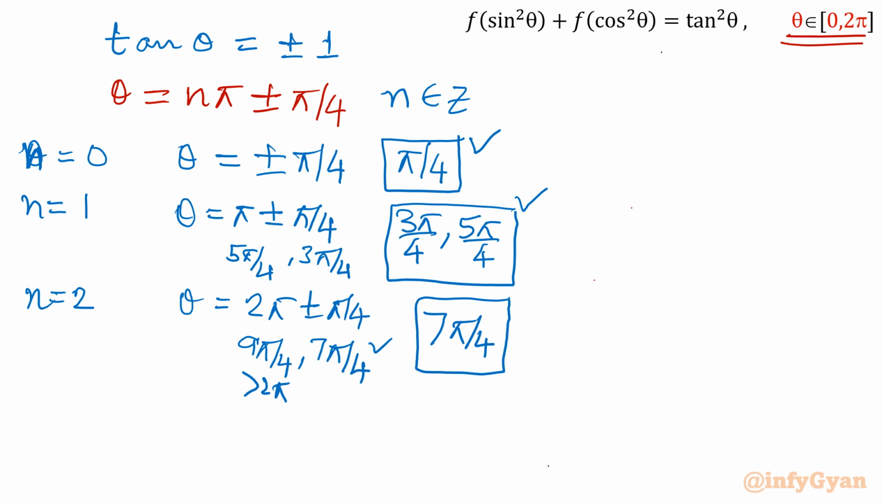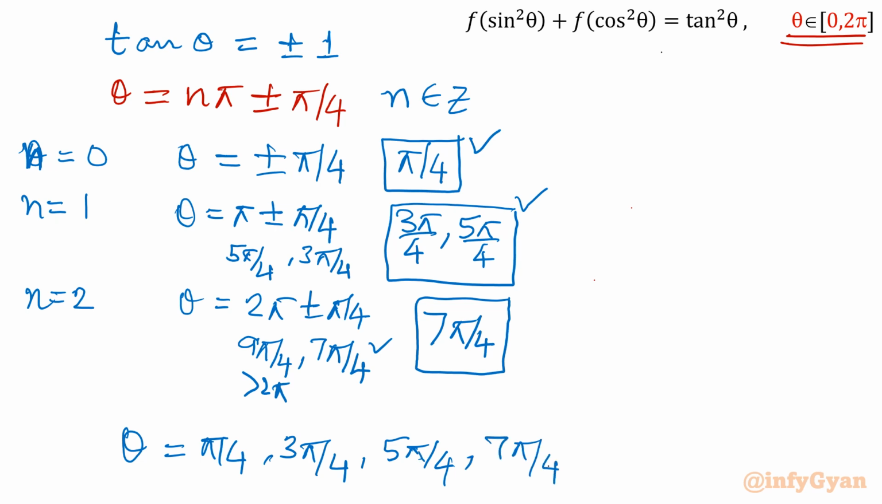These are 4 solutions for your given equation tan theta equal to plus minus 1. So we can write theta equal to pi by 4, 3 pi by 4, 5 pi by 4, 7 pi by 4. We will see the solution using the graph also. Now just see the unit circle method.